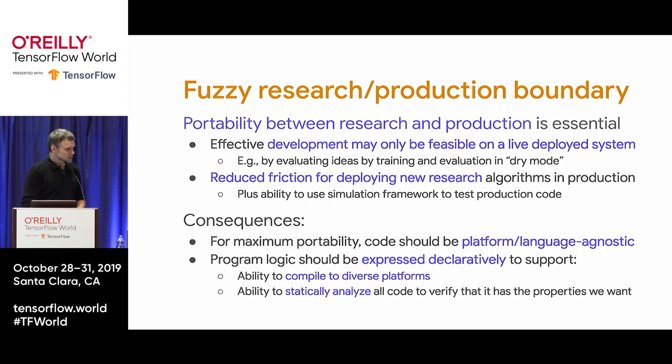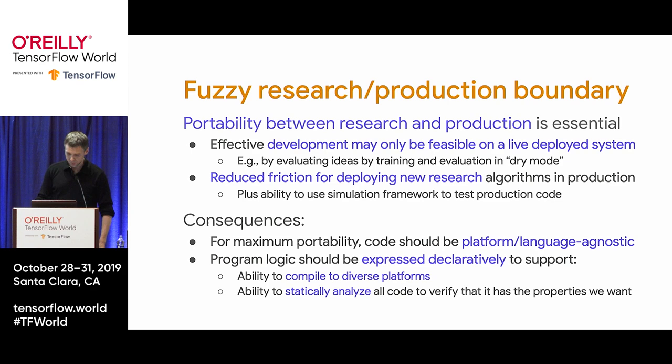So the traditional boundary between production versus research, all this gets a little bit more fuzzy. You sometimes may have to experiment in production. And so because of that and the general desire to transfer new research into production ASAP, it's essential in our mind to provide this kind of portability. So you write one version of code and it works whether it's research or simulation or production, it's the same code. And a number of decisions in TFF reflect that, like the fact that everything is language agnostic and platform agnostic and everything is expressed declaratively so that you can compile it into different kinds of execution environments.